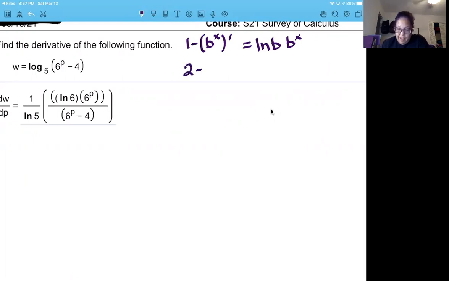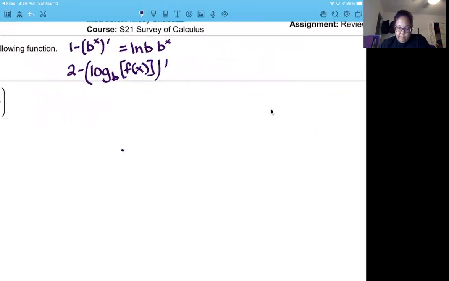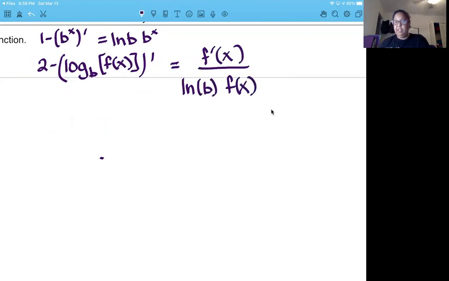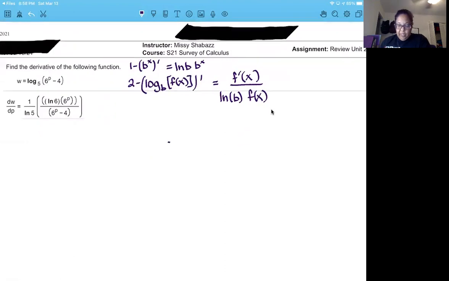All right. Also, if I have log base b of some function, then the derivative of that is the derivative of the inside over natural log of b times the inside. All right, so what we need to do is we need to do this part right here, the derivative of the inside over natural log of b over the inside.